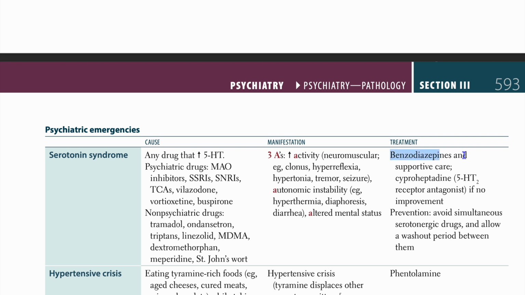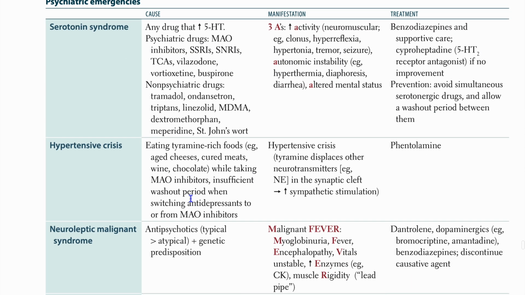Treatments are benzos and supportive care, then cyproheptadine, a 5-HT receptor antagonist. Okay, so you just block it out, if no improvement. Prevention is to avoid simultaneous serotonergic drugs and allow a washout period between them.